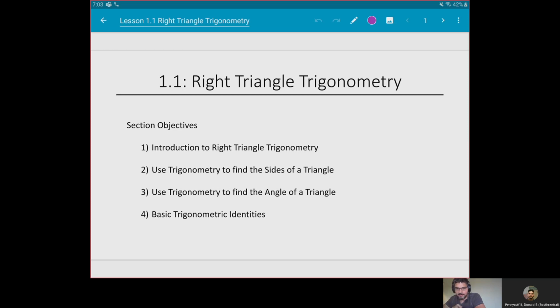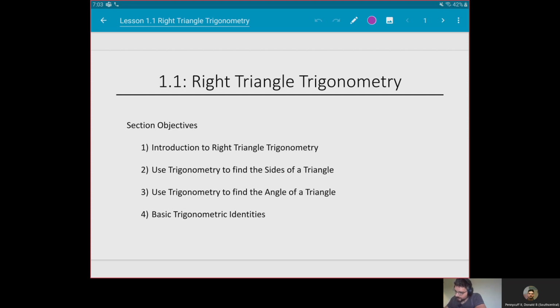The other thing is some of you may not have had trigonometry yet. And so I want to make sure that we're all on the same page and we're all getting started at roughly the same level. Okay, so we're going to first introduce what we mean by right triangle trigonometry. Then we're going to use the formulas for trig to find the sides of triangles. Then we're going to use the formulas for trig to find the angles of triangles. And then we're just going to do some basic trig identities.